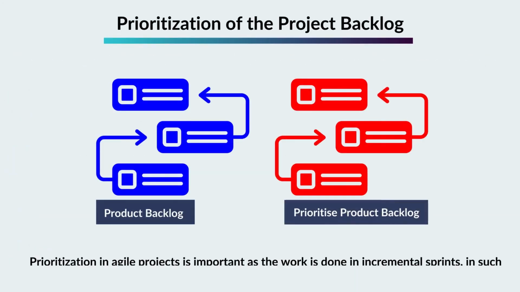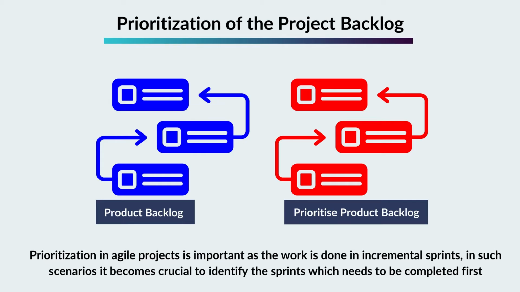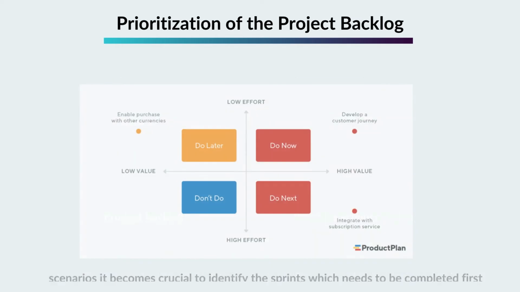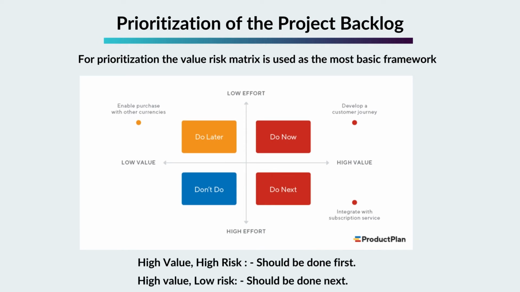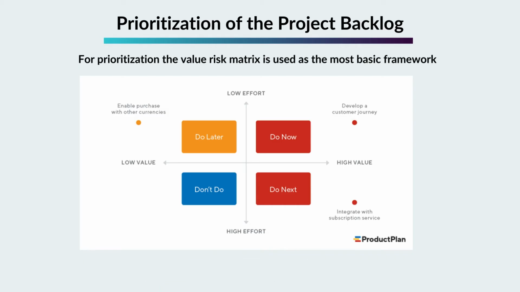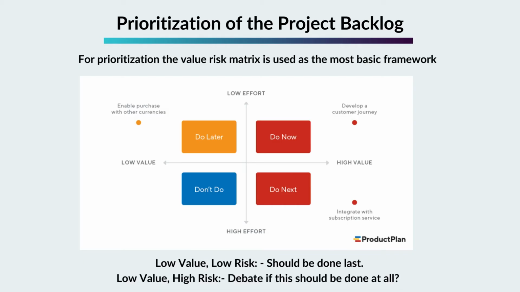Prioritization of the project backlog. Prioritization in Agile projects is important as the work is done in incremental sprints. In such scenarios, it becomes crucial to identify the sprints that need to be completed first. For prioritization, the value risk matrix is used as the most basic framework. High value, high risk: this should be done first. High value, low risk: should be done next. Low value, low risk: should be done last. Low value, high risk: debate if this should be done at all.